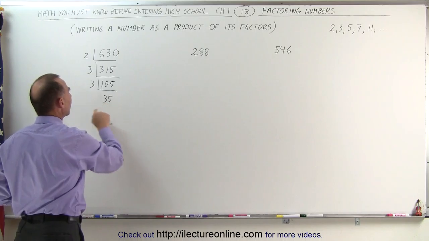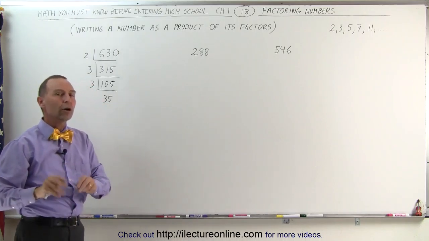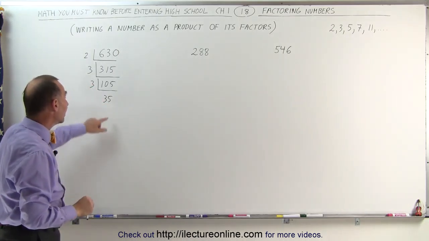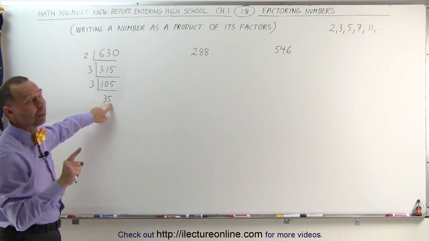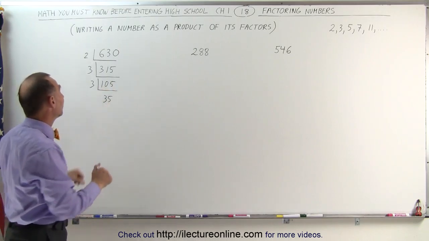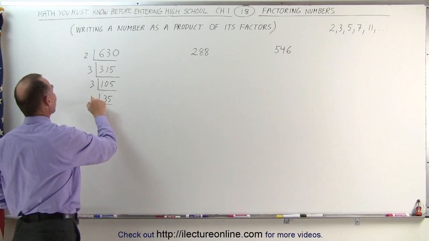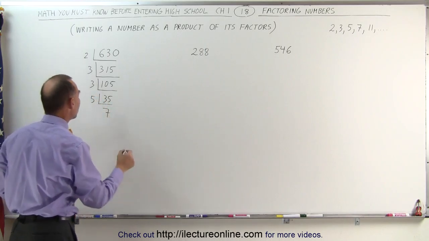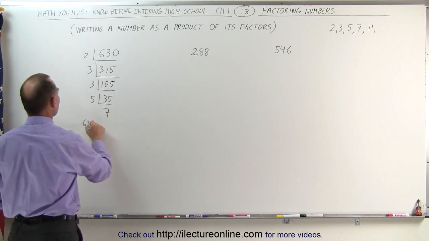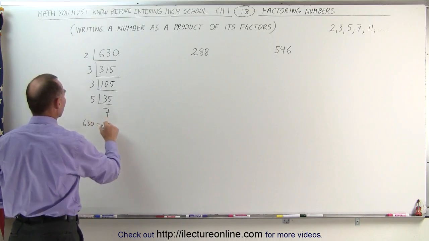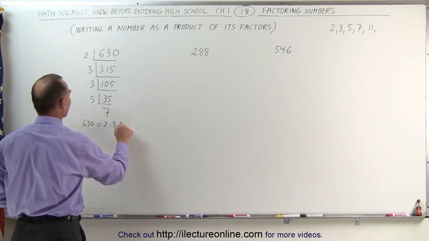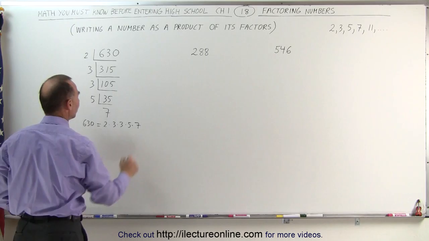Now when we add those two digits together, that is 8. It's no longer divisible by 3. But it ends in a 5, which means it's divisible by the next prime number, 5. We can take 35 divided by 5, and we get 7, which means that 630 can be written as the product of 2 times 3 times 3 times 5 times 7.